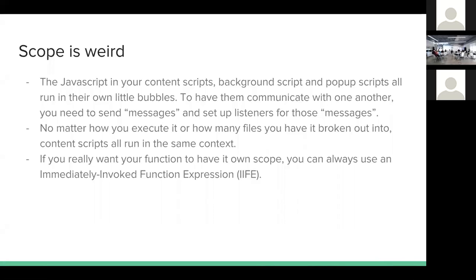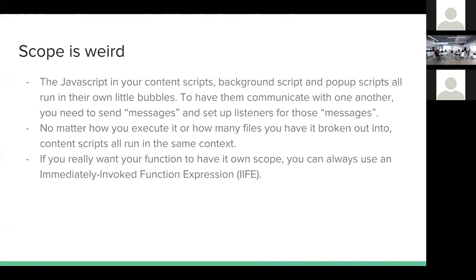So scope in Chrome extensions is really weird. The JavaScript in your content scripts, background scripts, and pop-up scripts all run in their own separate bubbles. So to have them communicate with each other, there's an API with Chrome to send a message and to listen for a message. We have the example of my toggle in the Kibana Prettyfire. We know that the content script needs to do something when that toggle changes state. So we send a message from the pop-up JS to where the content script is, and it's listening. I can show you that later.